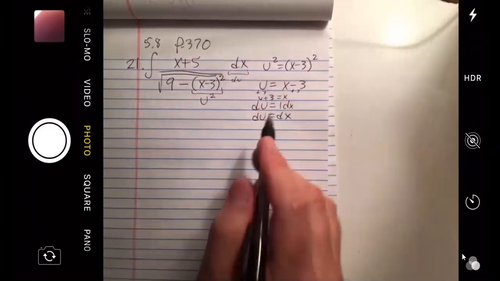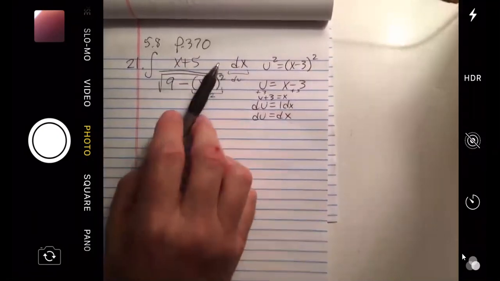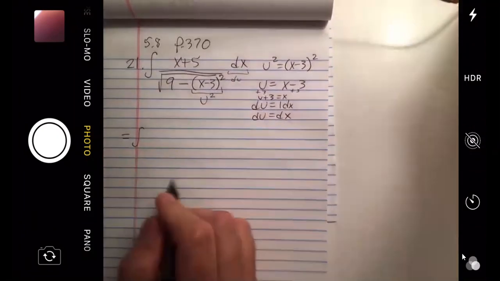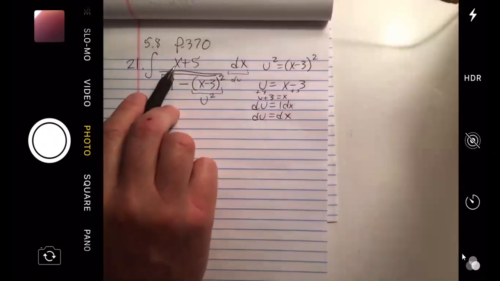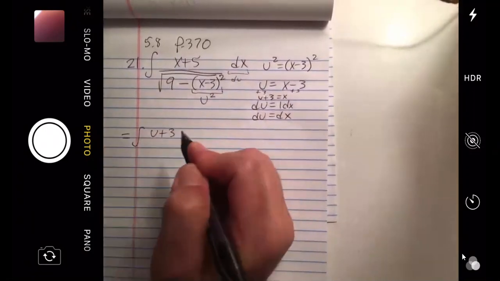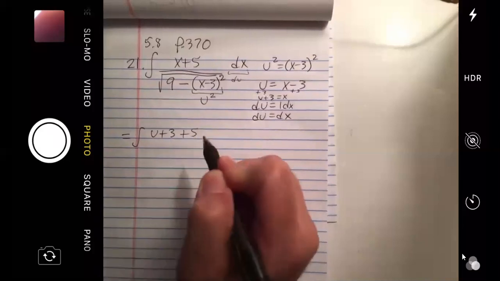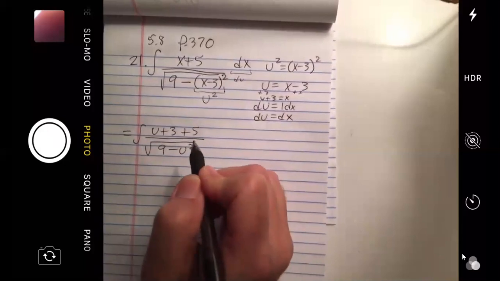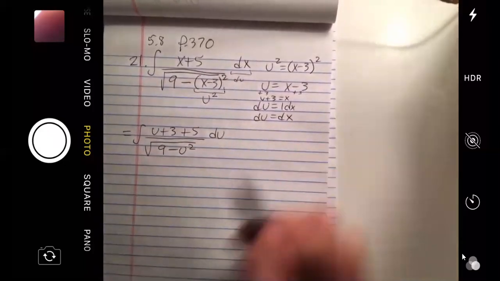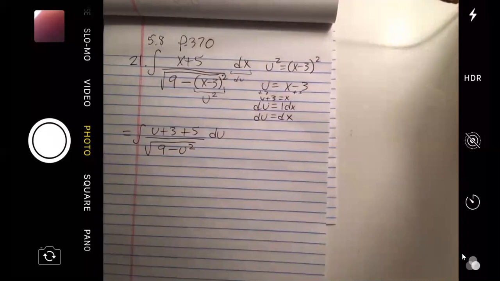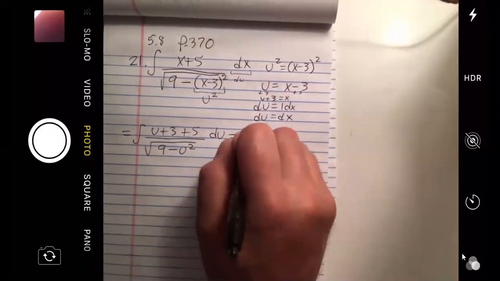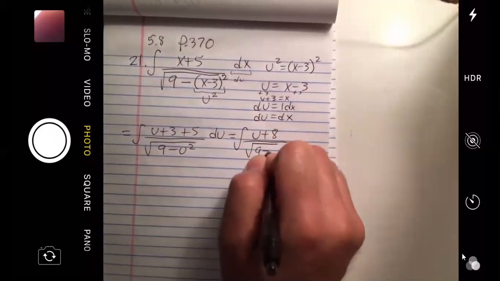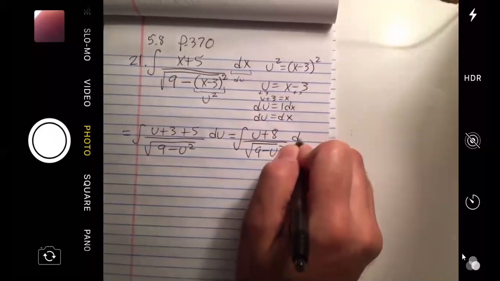You have to be able to do whatever you need to do to sub in and replace all the pieces. And every problem is a little different. That's what makes this course so tough. So for that x, I'm going to stick u plus 3. Still have the plus 5. Bottom, I still have square root of 9 minus u squared. Dx is du. This gives me an integral u plus 8 over square root of 9 minus u squared du.